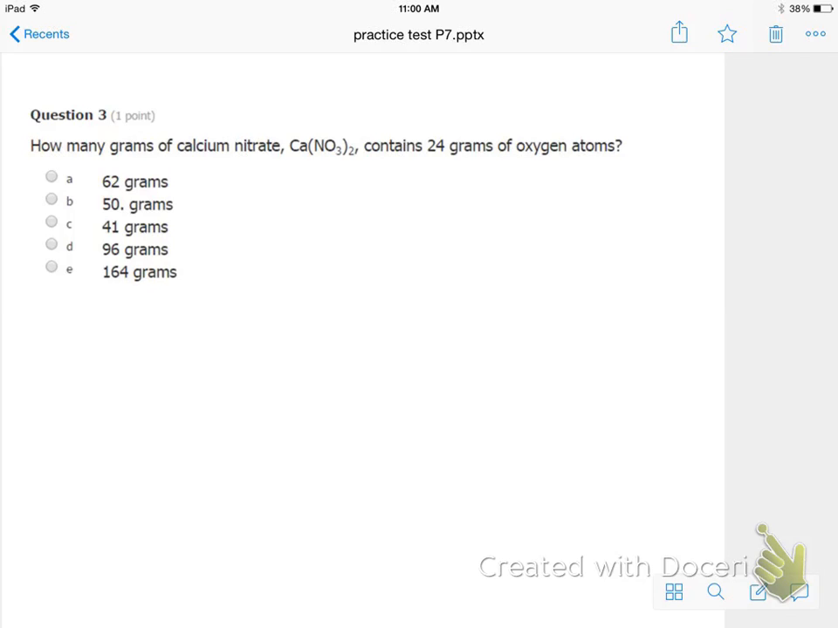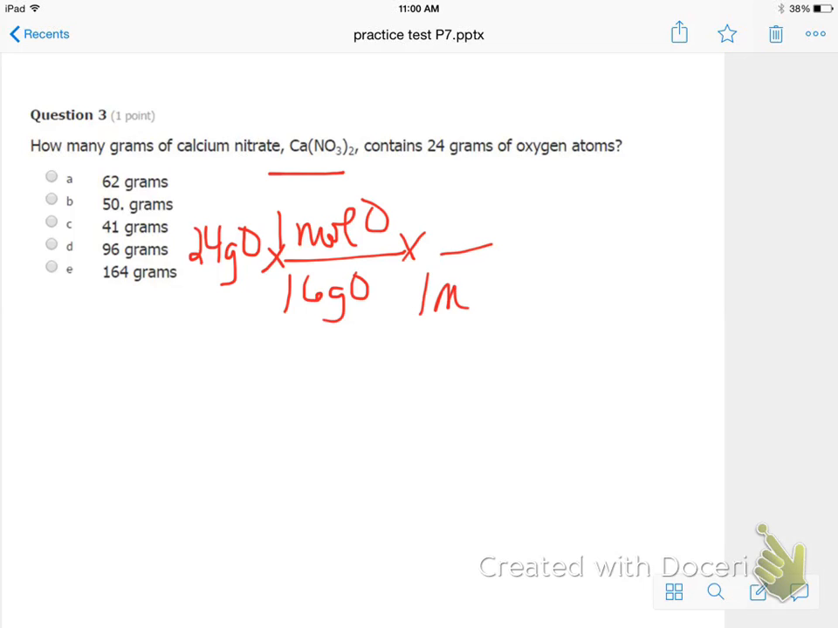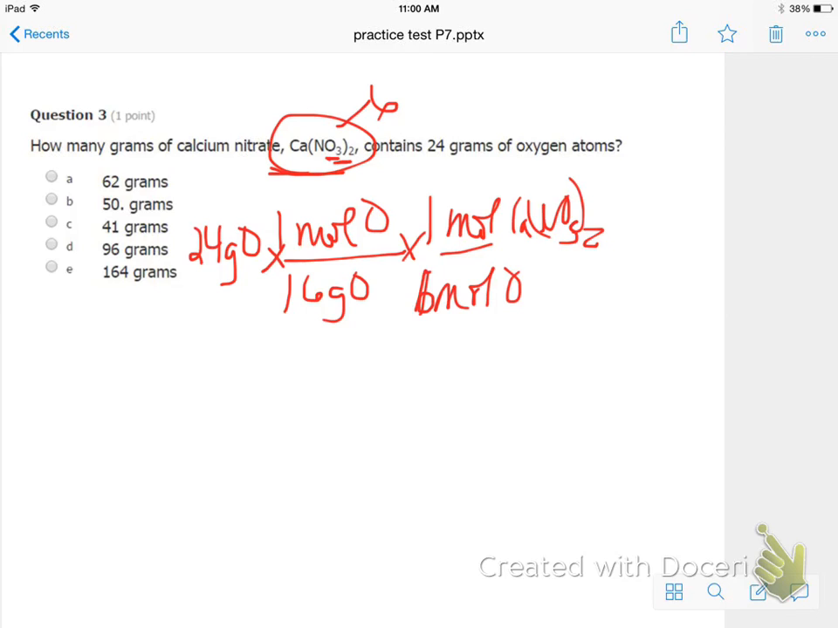Alright, for the next one, how many grams of calcium nitrate contains 24 grams of oxygen? So I'm going to start with my 24 grams of oxygen. It's the only thing I have that I can start with. And it's talking about oxygen atoms, so this is not diatomic here. So 16 grams of oxygen is 1 mole of oxygen. And actually, there are 3 times 2 or 6 moles of oxygen for every 1 mole of calcium nitrate. Right, see that? If I have 1 of these, I've got 6 oxygens in that.